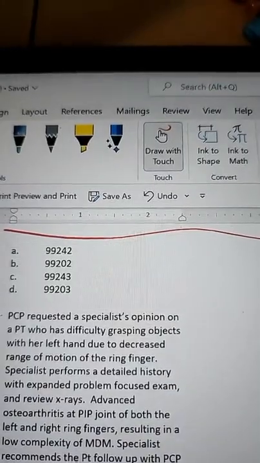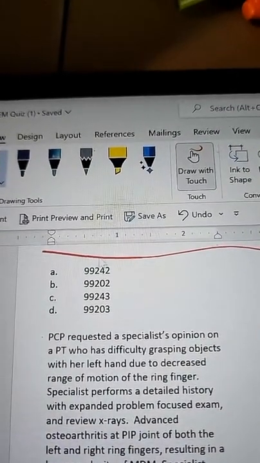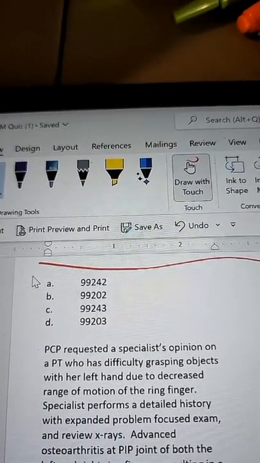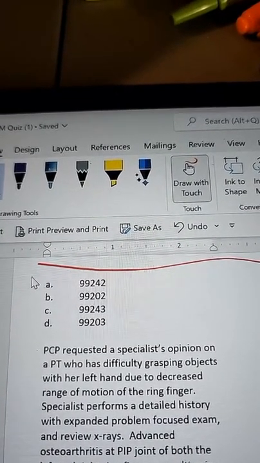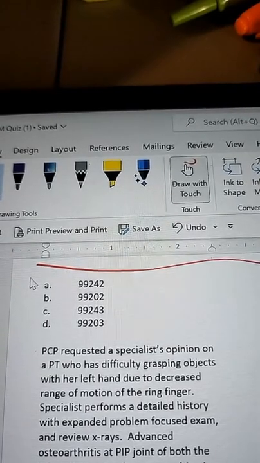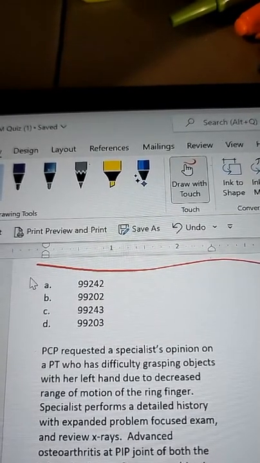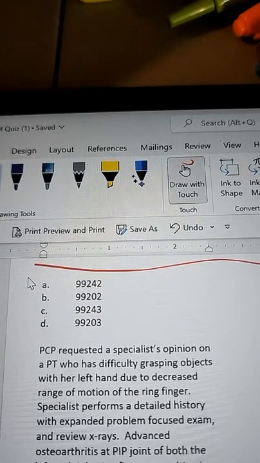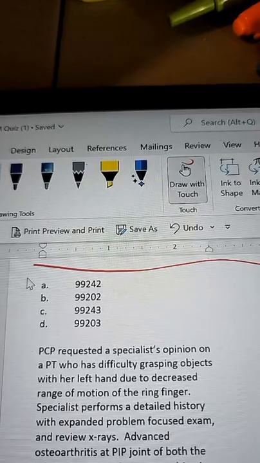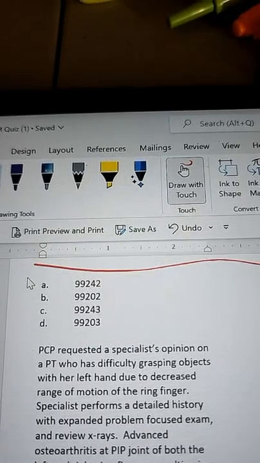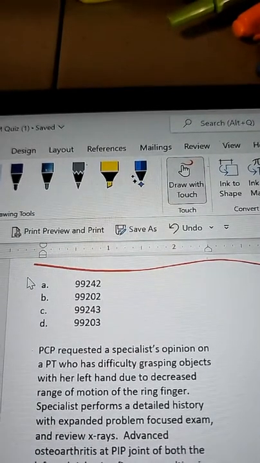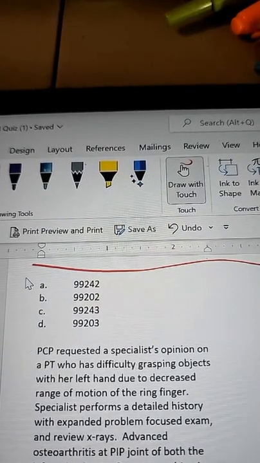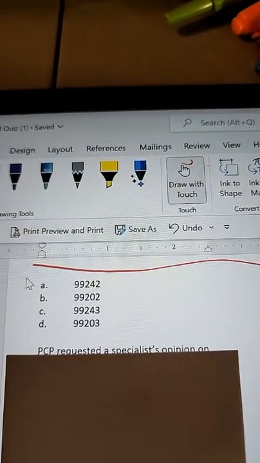Let's go look at our codes first for our answers. What is 99242? What is that code first? I could drop some books. 99242. What did I do? 99242.